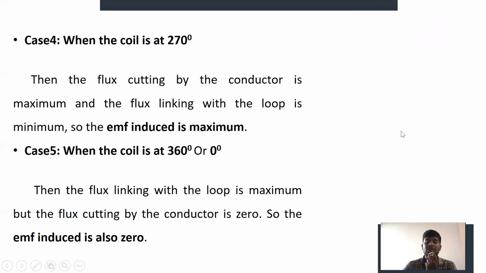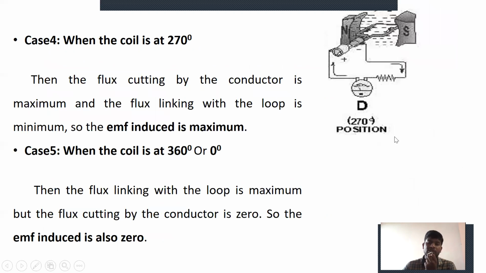Coming to the next, we can change the direction of the coil from 180 degrees to 270 degrees, that means the position D. The coil goes in the clockwise direction, changing from 180 degrees to 270 degrees. Due to that process, it cuts the flux lines.